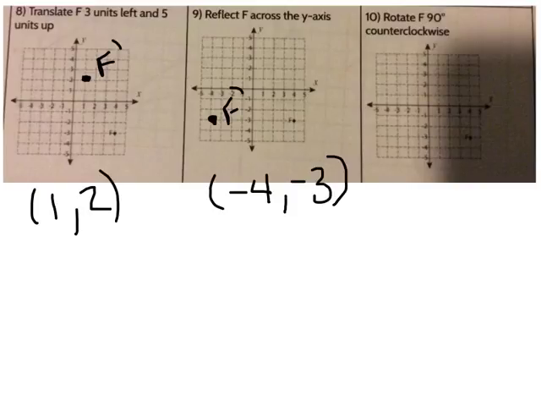Now let's rotate F 90 degrees counterclockwise. Remember, it's like I'm turning my whole grid 1/4 turn counterclockwise. Go ahead and rotate F on your paper, then enter the new ordered pair into the boxes. The new ordered pair this time is 3, 4.